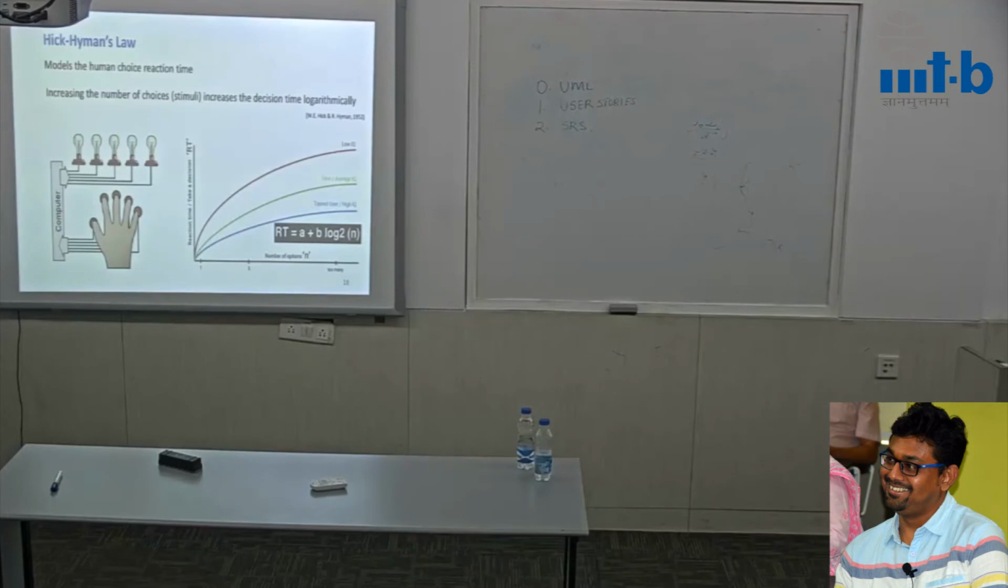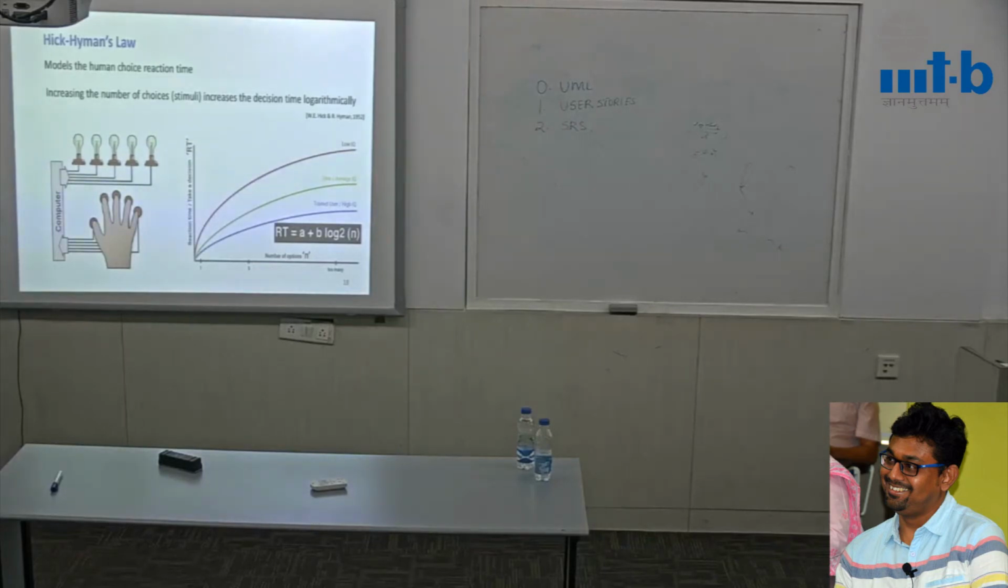What they have defined is based on this kind of equation. It says that the number of targets, the number of options, if you increase, it becomes logarithmically more time-taking for you to make a choice. Again, one would say that it also depends upon who the user is. Right?